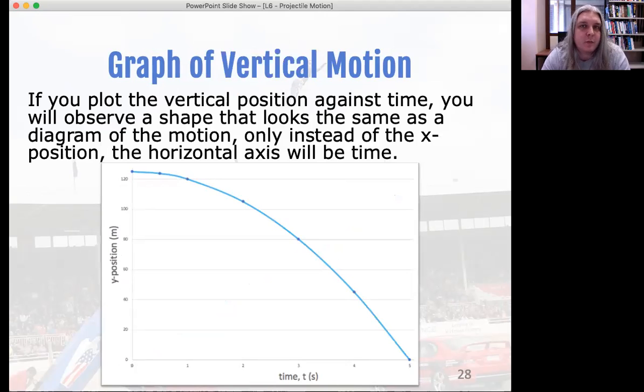For every 1 second, we had 1 meter. If it was different, if every 1 second was 2 meters, then that x position would have still looked exactly the same, but it would have gone to 10 instead of 5. So it would always look very similar, because that x velocity is not changing.